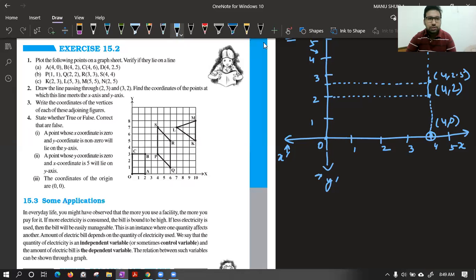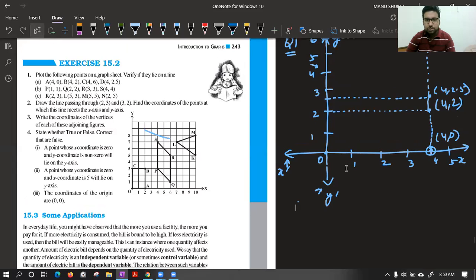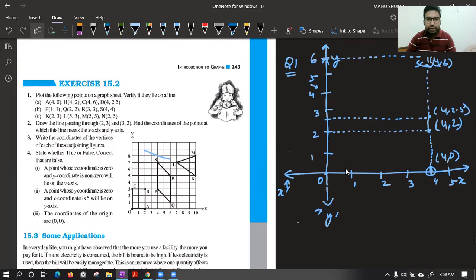Let us see this one also. So suppose in this only I erase this graph that we have made. One second. This is a larger one.